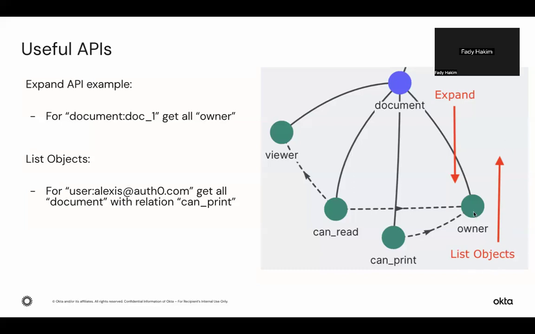List object is going from the bottom of the tree to up. So I can go for a specific user and say, give me all the printers or all the documents that this user has access to. So in this example, I can expand for specific documents, like document one, I want all the owners, so it will show me all the names of the owners for this document. Or I can list object where I can go from a specific user and say, give me all the documents that this user can print. Right, so let's see this in real life.